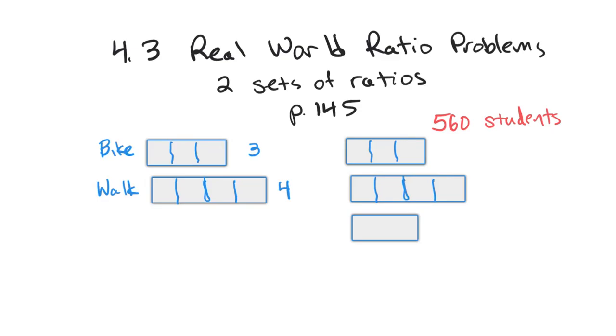All right, now we're on page 145. We're going to take a look at this whole page. Guided practice number 4. Let's read it together. At Stacy's middle school, students either ride bikes to school, walk, or take a bus. So there's 3 ways that the kids get to school.